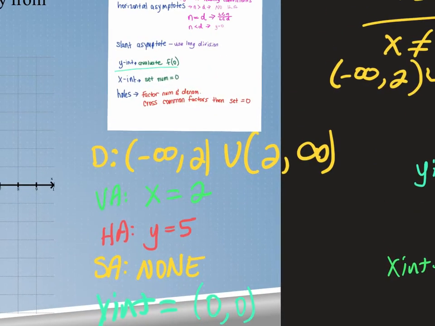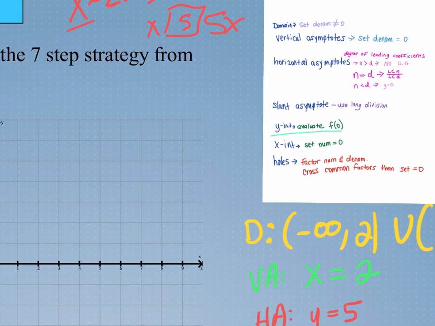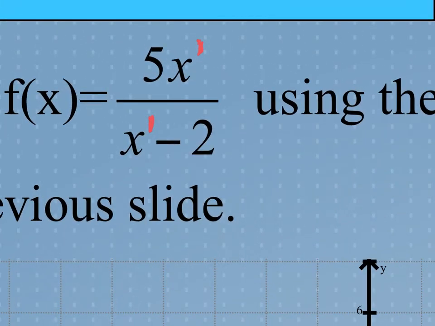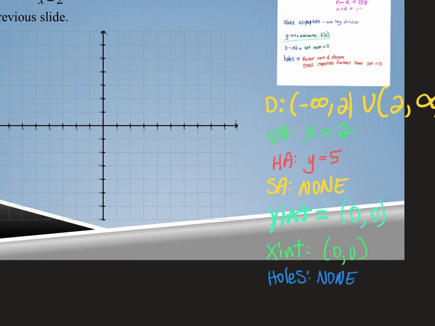And then the last thing I need to define are the holes. Remind me again, how do you find holes? You factor both the numerator and the denominator. And then you cross out the similar factors that they have. Is there anything I can factor and cross out here? No. So do I have any holes? None.